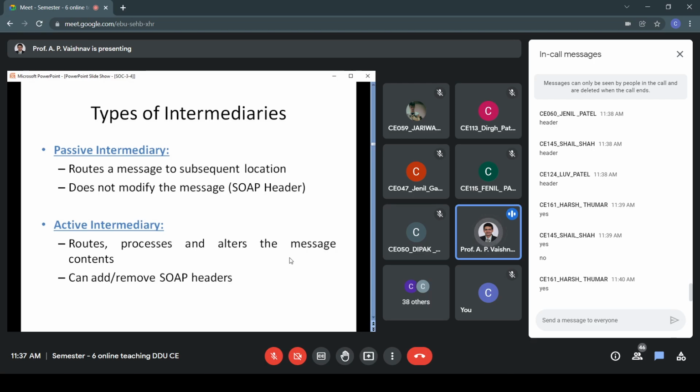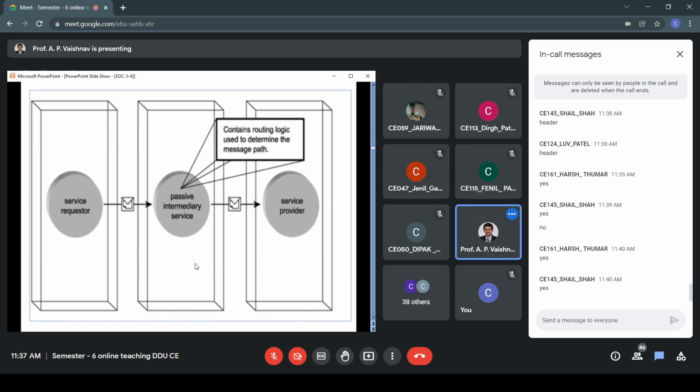So can I say that this service is an active intermediary service, which is going inside the message, deleting or adding a new header? Yes or no? Correct. So this is known as an active intermediary, right? It can add or remove SOAP headers. So what is the example of a passive intermediary then? What is the example of a passive intermediary?